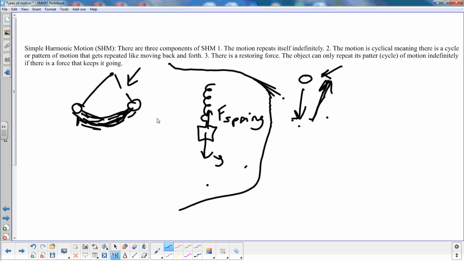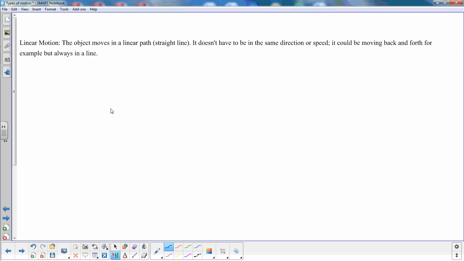simple harmonic motion demonstrations during the walk around activity that we did. Next is linear motion, and this is really, really tough to understand. It's an object that goes in a line. That's it. Tough, huh? So the object moves in a linear path, a straight line.